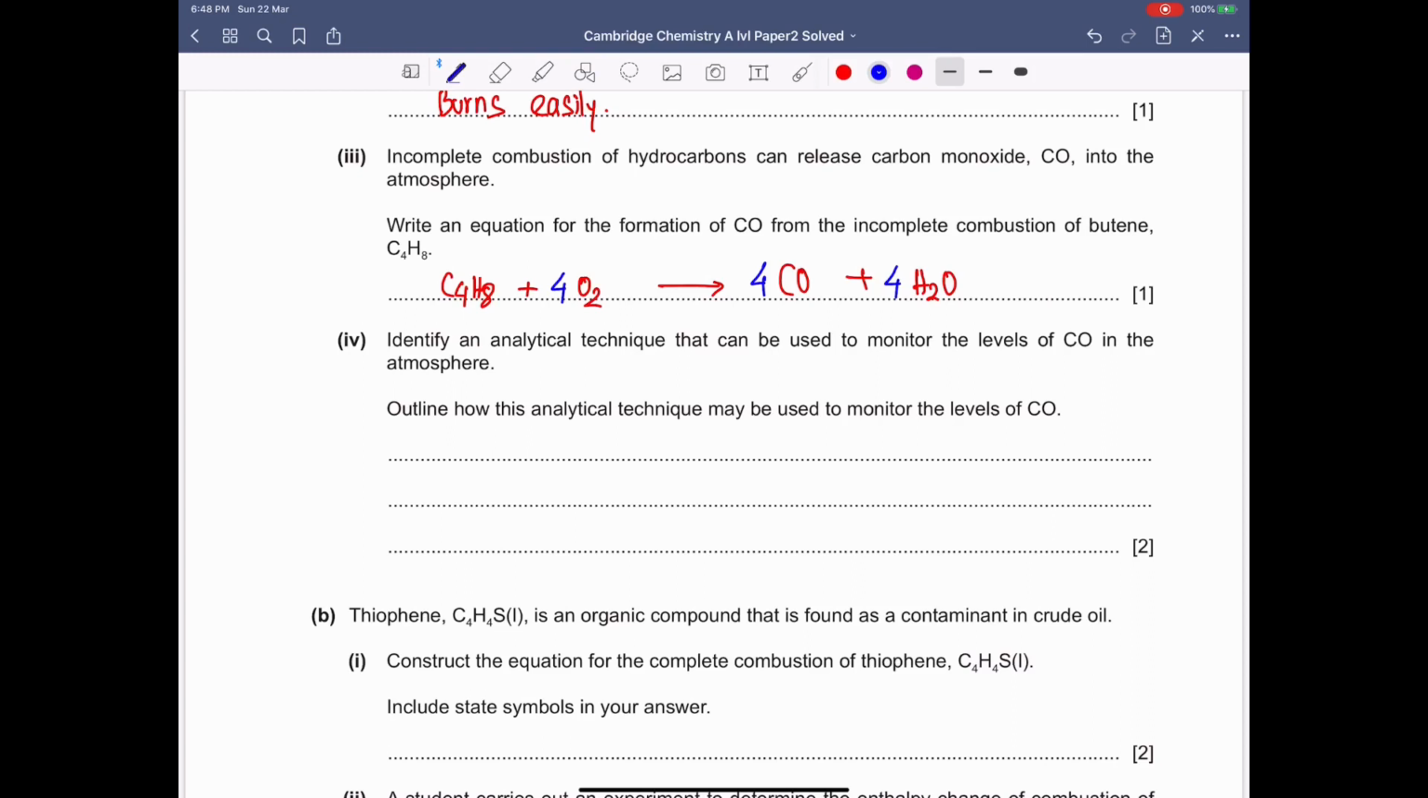Identify an analytical technique that can be used to monitor the levels of carbon monoxide in the atmosphere. Outline how this analytical technique may be used. Well, there is no way of detecting carbon monoxide by any chemical test. So the best way would be to detect the carbon oxygen triple bond, because this is a signature of carbon monoxide. So infrared spectroscopy can be used.